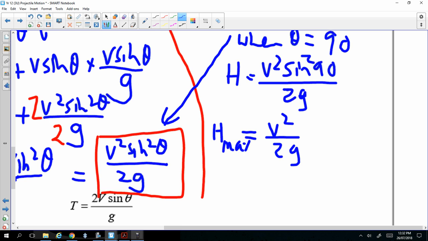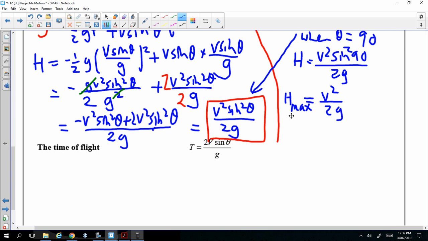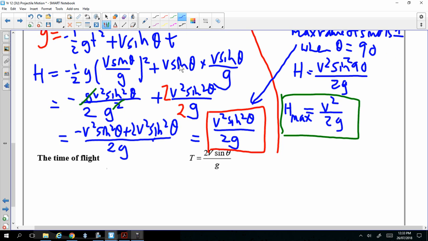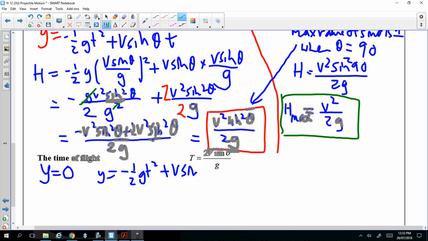Okay, next we're going to find the time of flight. To get the time of flight, we make y equal to 0. Going back to the equation y equals negative half g t squared plus v sine theta t, we make that equal to 0 and find t. It's a quadratic equation, so t is a common factor, and you get negative half g t plus v sine theta equal to 0.